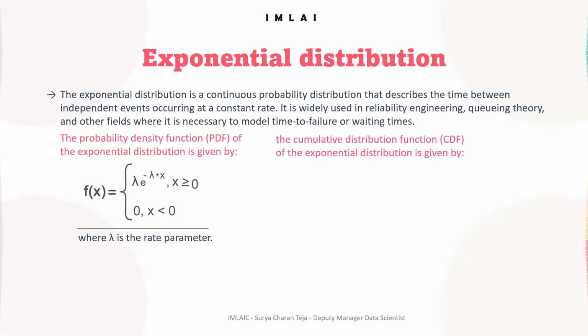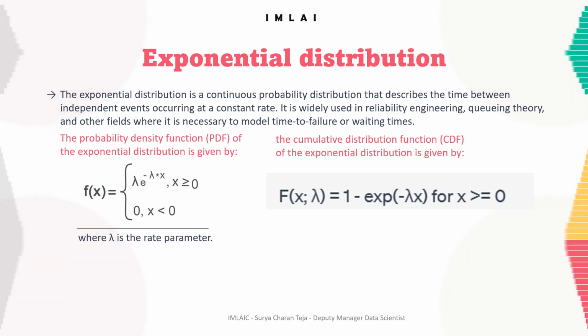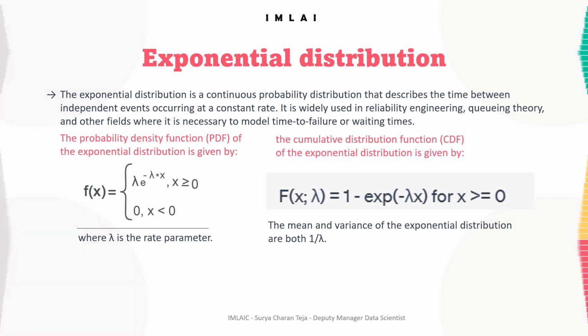On the other side, we also have the cumulative distribution function, called the CDF of the exponential distribution, which is given by F of x, colon, lambda, equals 1 minus e to the power minus lambda x, if x is greater than or equal to 0. Here the mean and the variance of the exponential distribution are both 1 by lambda.